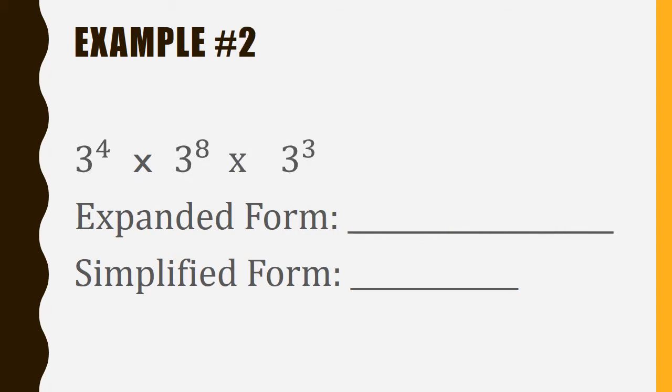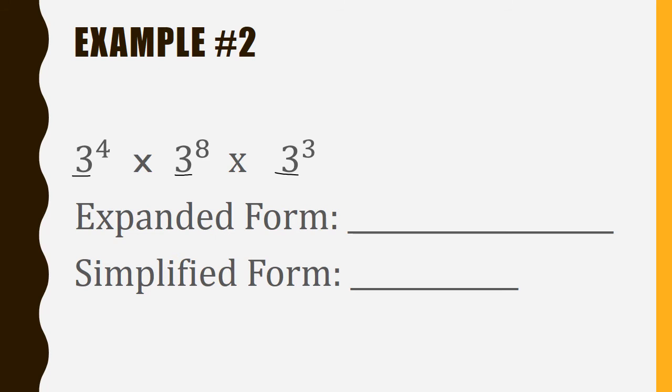This one's a little bit more complicated just because there's more of it, but it's the same idea. We have 3 to the fourth times 3 to the eighth times 3 to the third. The reason we can simplify this is because all 3 of our pieces had the same base of 3. So I'm going to go ahead and write this in expanded form.